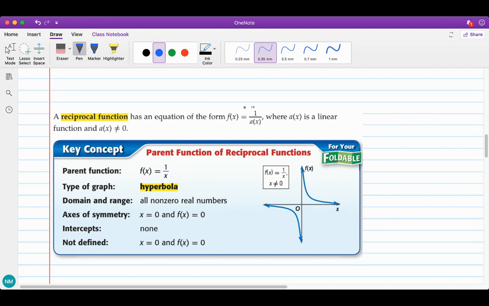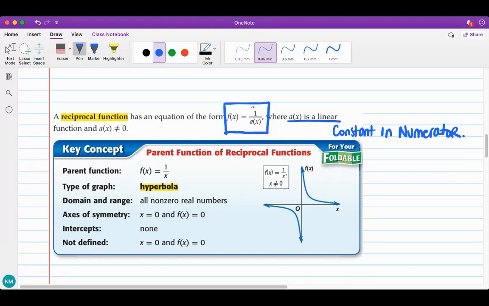So what is a reciprocal function? Well, it's any equation in the form of 1 over ax, where ax is linear, so it has first degree, and it can't be 0, right? And there's a constant in the numerator.